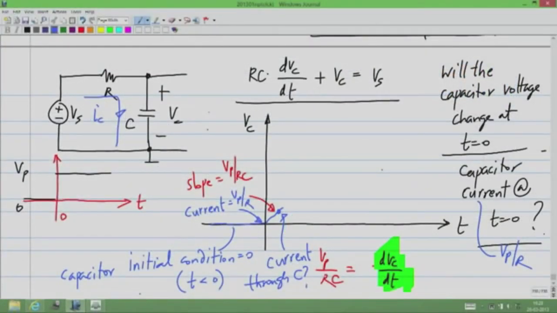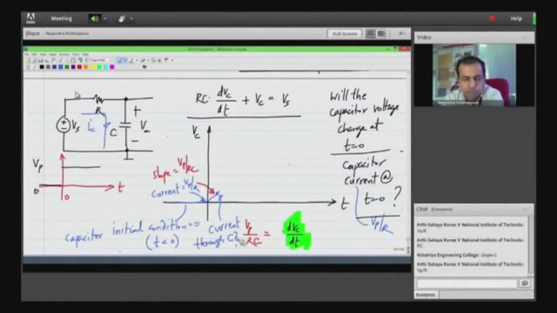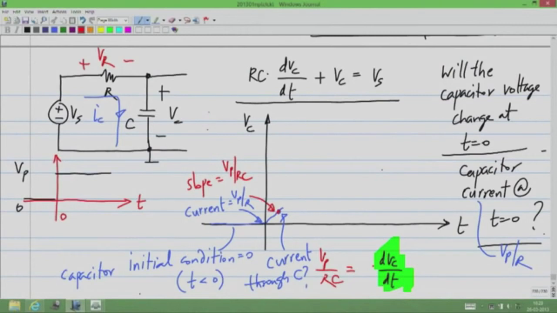So there is an answer that says slope less than 1, but keep in mind that here we are plotting voltage versus time. So the slope is measured in volts per second. So when we have a dimensional quantity like that, it doesn't make sense to say it is less than 1. It has to be less than some quantity. Another answer is that it is Vp by R. But is it true? Why is it Vp by R? What is the voltage across the resistor now, at this time instant? Is it Vp? Is it less than Vp? Is it more than Vp?